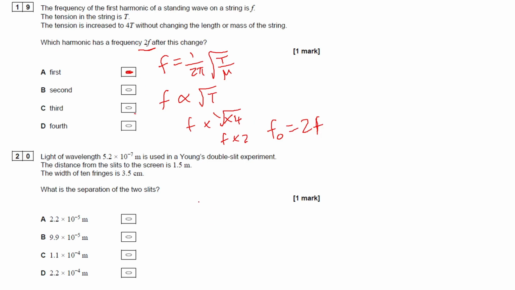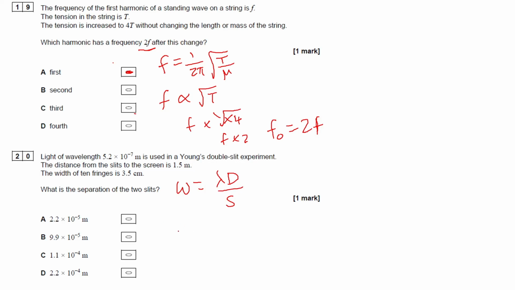Question 20 is asking us about the Young's double slit equation, and we need to recall the equation or write the equation from the formula sheet to get that the fringe separation, W, is equal to lambda D divided by S, where lambda is the wavelength, D is the distance between the double slit and the screen, and S is the slit separation. So this is just from the formula sheet.